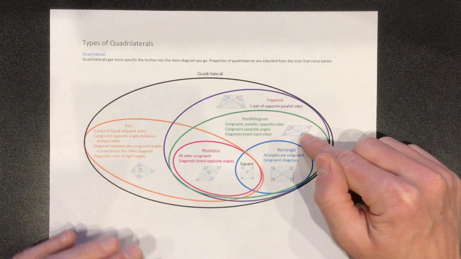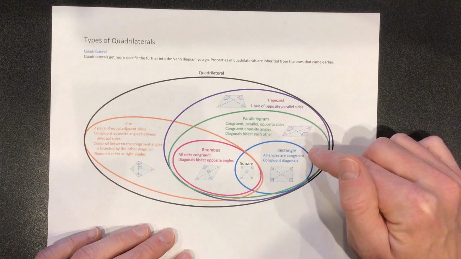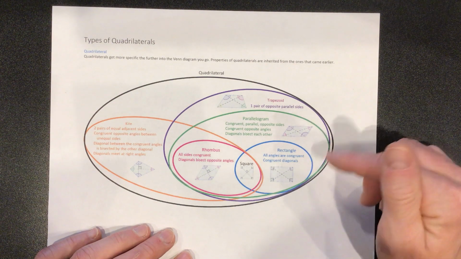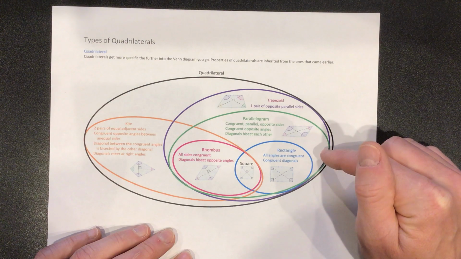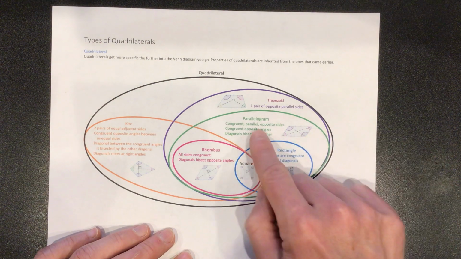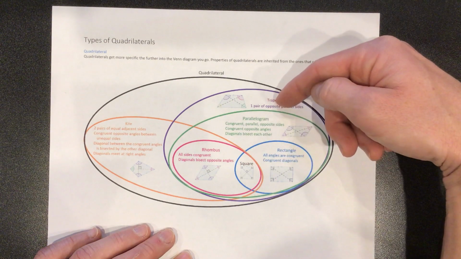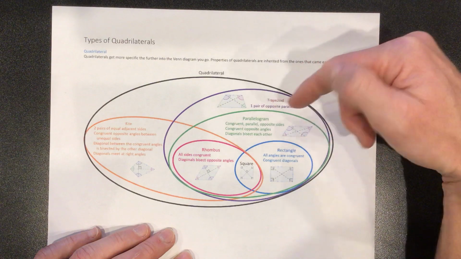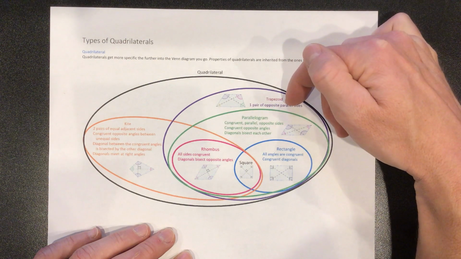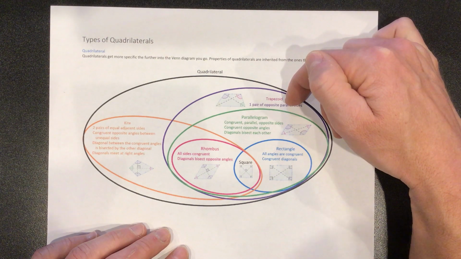And the additional properties of a parallelogram would be you have two pairs of congruent sides. You have two pairs of parallel sides. You have congruent opposite angles. You have diagonals that bisect each other. These properties are true for parallelograms, but they're not true for trapezoids. Trapezoids just have one pair, at least one pair of opposite parallel sides. It could be two, okay?